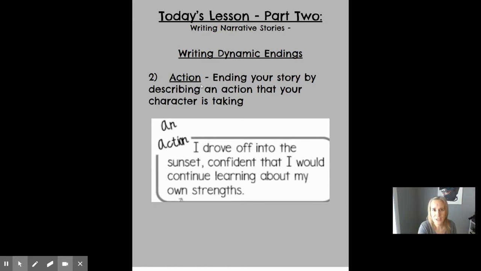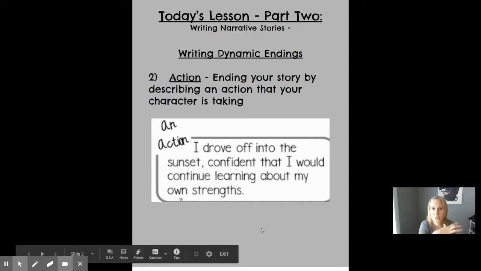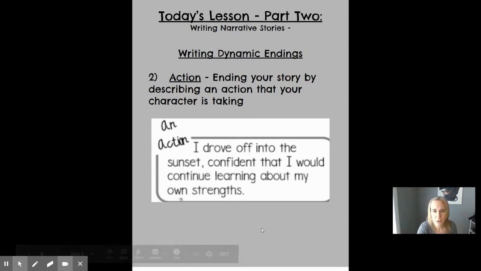Another dynamic ending you could use is an action. So again, that was also an opening hook you could choose. This is a way you could end your story by describing an action that your character is taking. So here's an example of that. "I drove off into the sunset, confident that I would continue learning about my own strength." So they're talking about how they're driving off. So it could be any action that your character is taking, and that's like your last line.